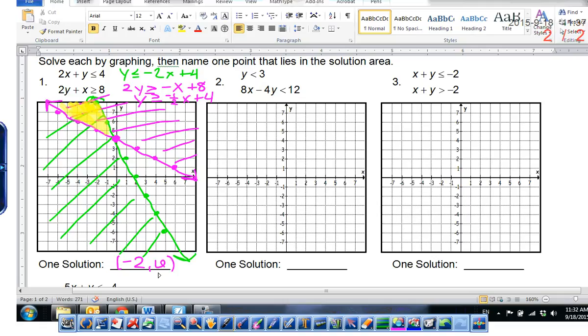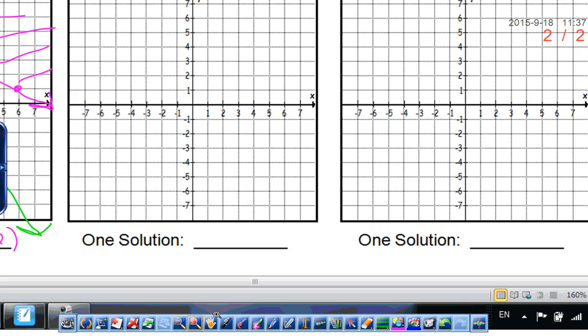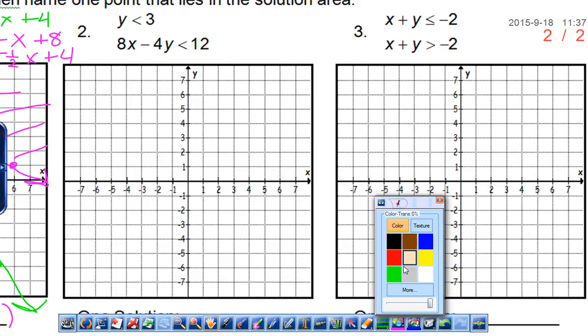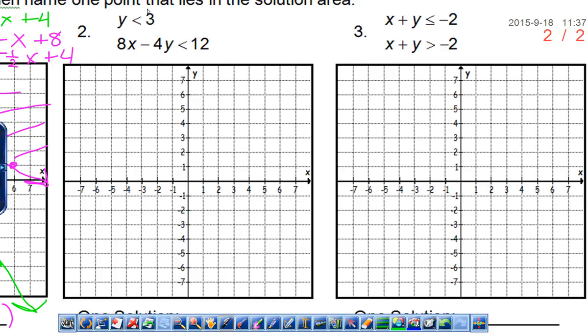And that's pretty much all we're doing today. We're just reviewing this. So let's look at number 2. Y is less than 3. What kind of line is it when we just have y and a number? Horizontal. So we go to y equals 3.